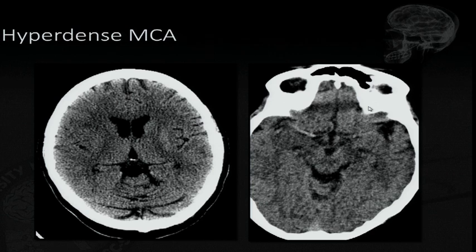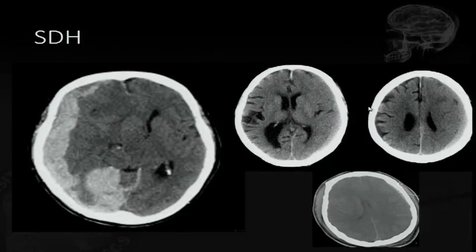Hyperdense MCA tells you that that MCA is clotted. So if you don't have it, it doesn't mean it's not clotted, but if you do have it, then we can even not do the CTA. I mean, you do have a thrombosed MCA there. And the sulcal effacement, if you compare the right side with the left side, you can see the sulci very well here on the left side, and on the right side, they're already effaced. And if we do nothing, then that patient evolves to a complete MCA stroke.